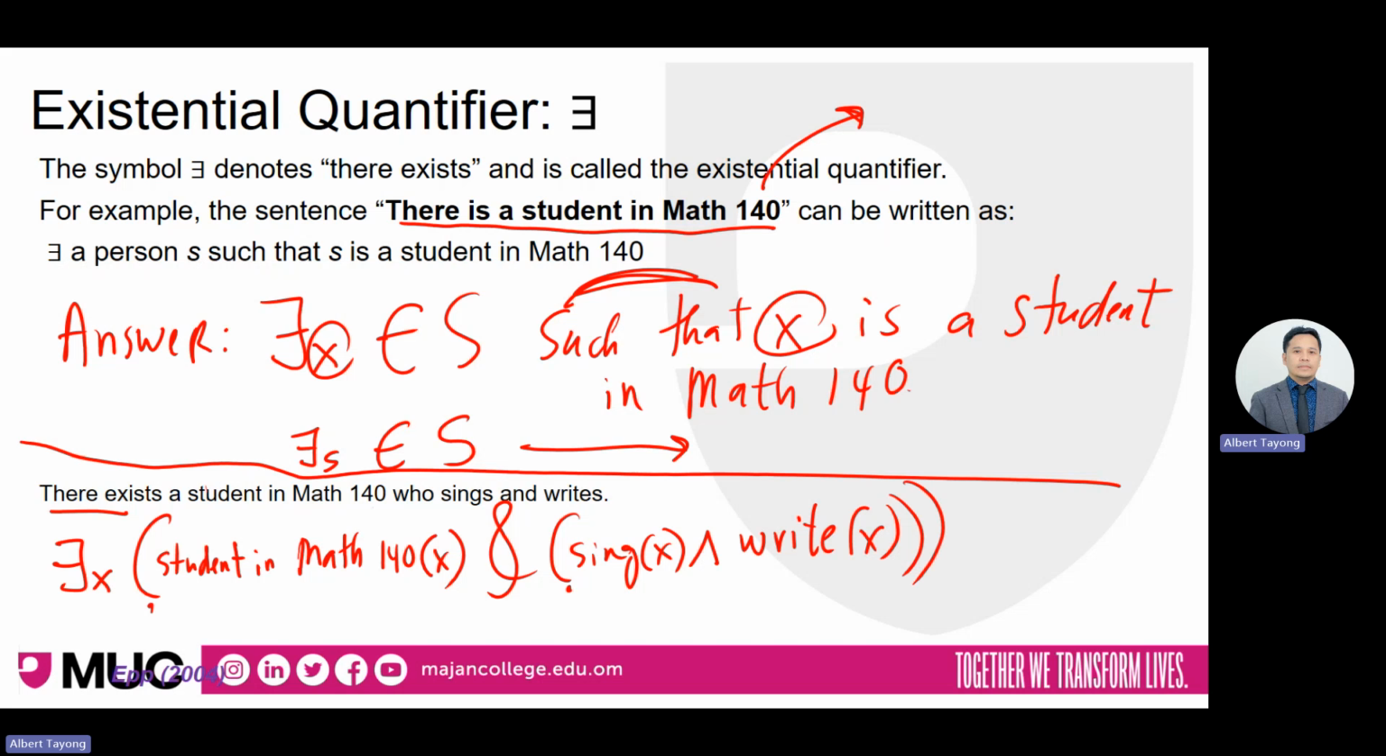So that's the answer. So that's the difference. Because here, we are not mentioning what they're doing. We just say there is a student in Math 140. So there exists X in S such that X is a student in Math 140. But here we have who sings and writes. So we need to connect sings and writes as the predicate involving action words. Okay? So that's the difference between this.